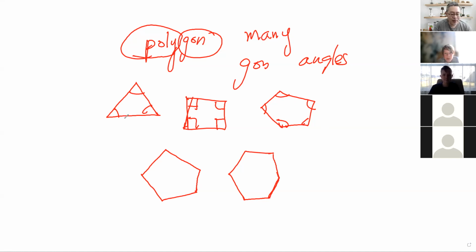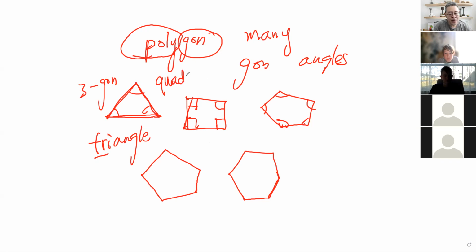So, for example, if we've got three sides, we call that a triangle, which has three angles. And sometimes people call this a three-gon, because remember, gon just means angles. So three angles, which is basically what triangle means. Then we have something called a quadrilateral. Quadrilateral means you've got four sides. So a square is a quadrilateral, and you could have something like that.